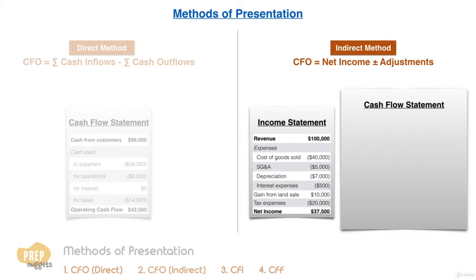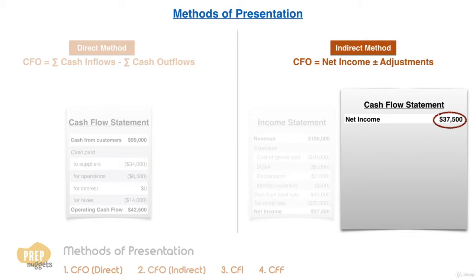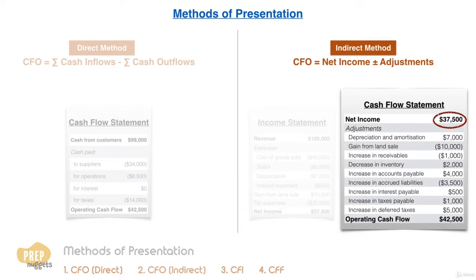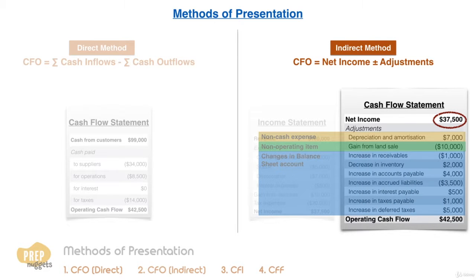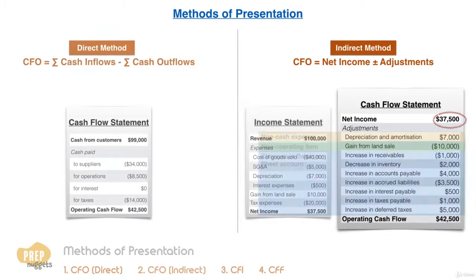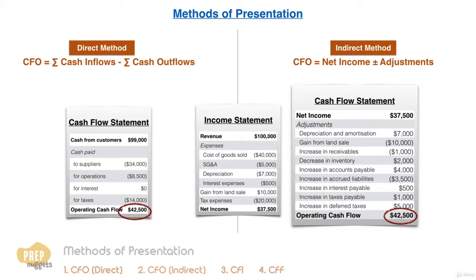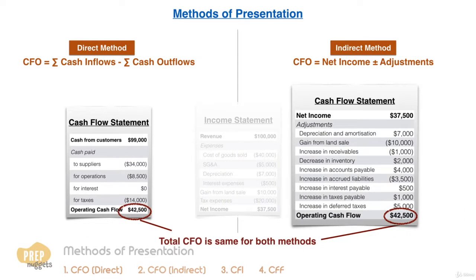Under the indirect method, the net income from the income statement is converted to operating cash flow. This is done by making adjustments for transactions that are non-cash but affect net income. Such adjustments include eliminating non-cash expenses like depreciation and amortization, non-operating items like gains and losses, and changes in balance sheet accounts resulting from accrual accounting events. Total cash flow from operating activities is exactly the same under both methods.